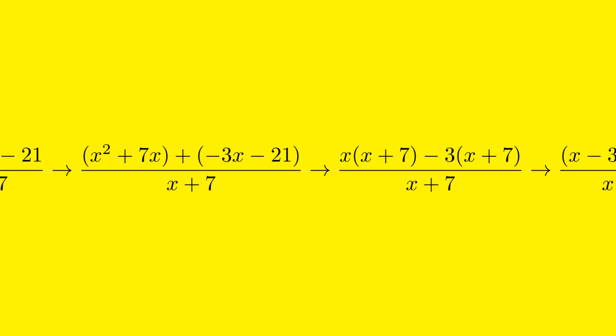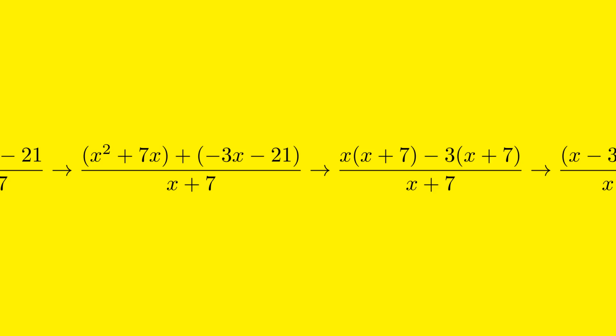We factor out the common term from each group. From the first group, x squared plus 7x, we factor out x. This gives us x times x plus 7. From the second group, negative 3x minus 21, we factor out negative 3. This gives us negative 3 times x plus 7.